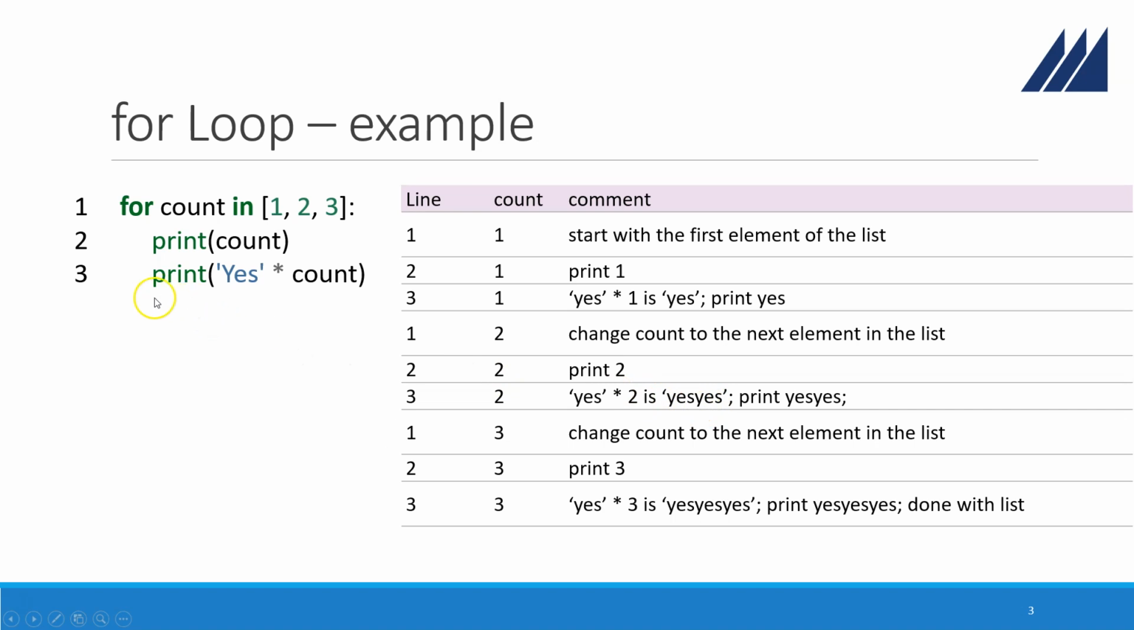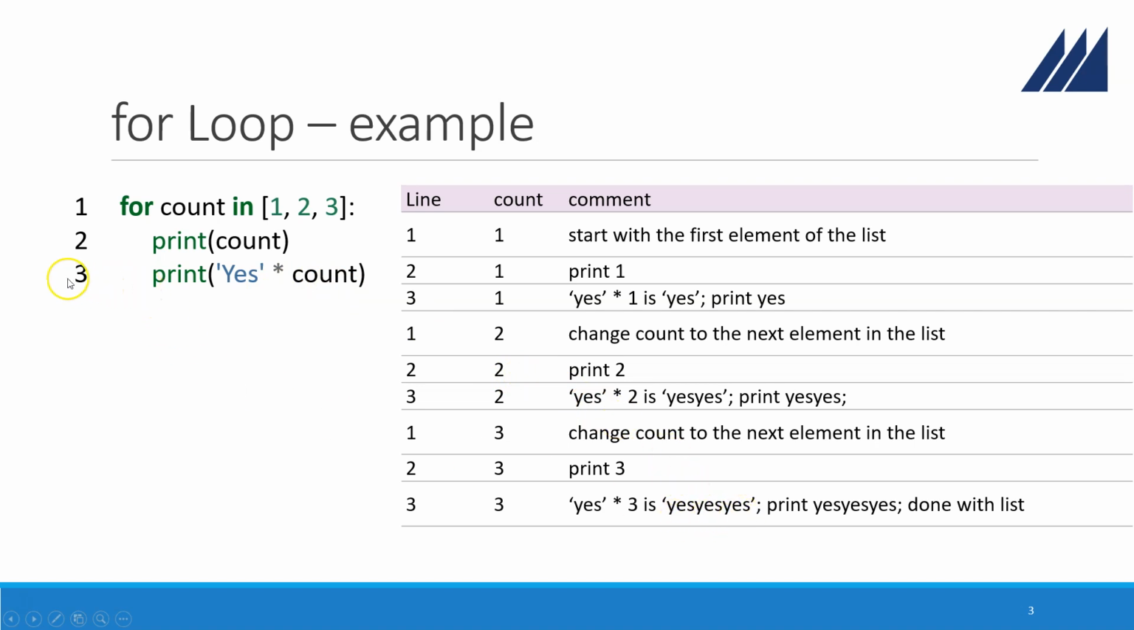Okay, then I'm going to go back again here to the for loop. Count is going to be equal to 3. Then I'm going to access the body of the for loop over here. I'm going to print number 3, then print yes 3 times, as you see it over here, printing yes 3 times.